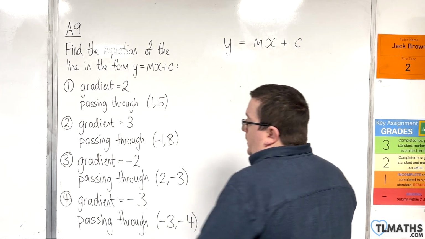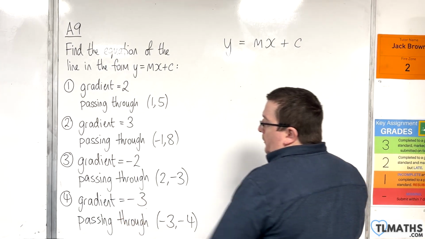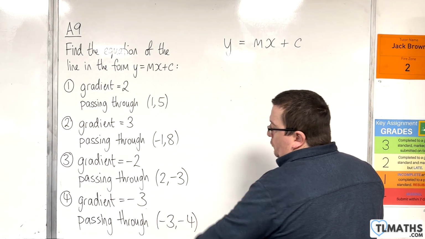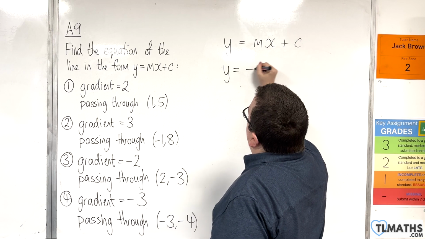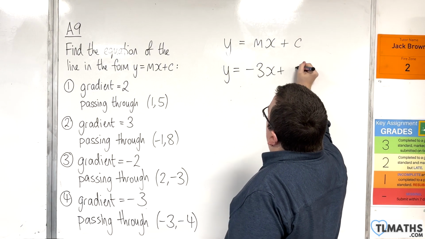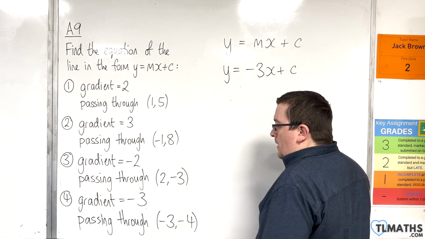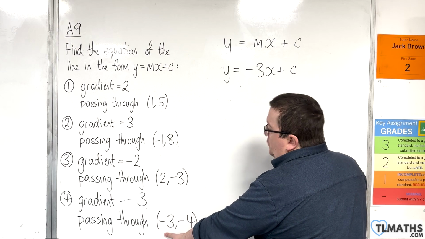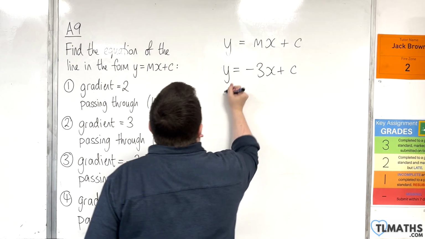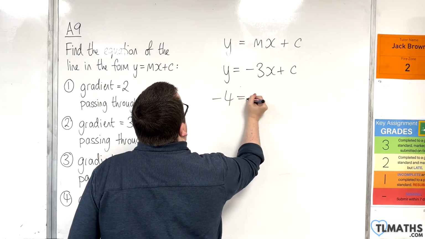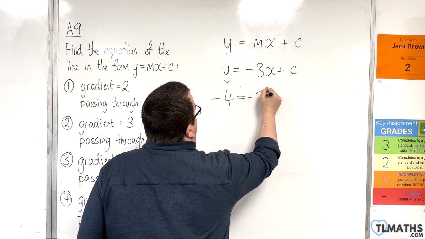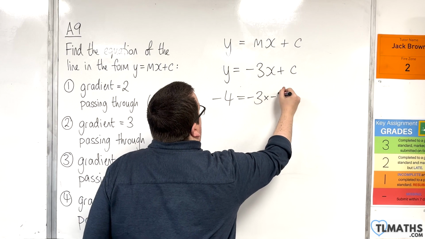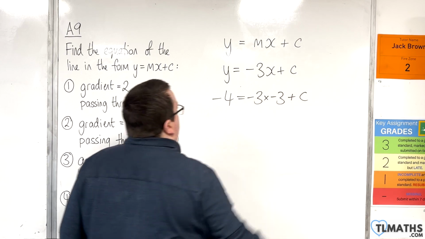Number 4. Okay, so the gradient is minus 3, and it passes through the point minus 3, minus 4. So straight off, y is equal to minus 3x plus c. And now we can substitute in minus 3, minus 4. So y is equal to minus 4. And the x value here is minus 3. So minus 3 times by minus 3 plus c.